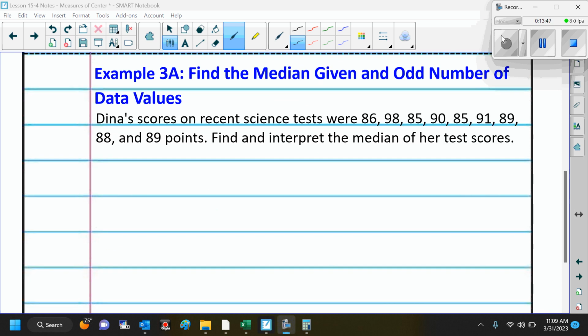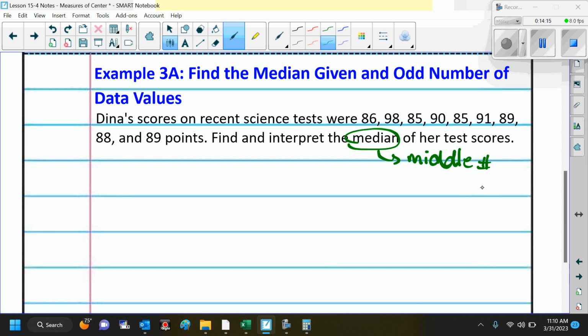Example 3A is to find the median given an odd number of data values. So it says, Dinah's scores on a recent science test were as follows. We want to find and interpret the median of her test scores. Now remember, the median is the middle number.